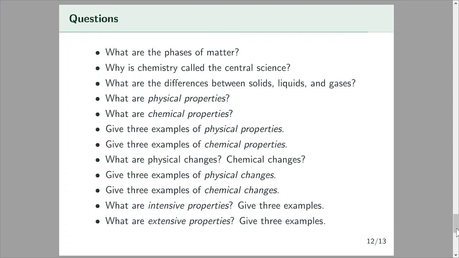So here are some questions we can answer, right? What are the three phases of matter? Why is chemistry called the central science? What are the differences between solids and liquids and gases? What are physical properties and chemical properties? Give three examples of each. What are physical changes and chemical changes? Give three examples of physical changes or three examples of chemical changes. What are intensive properties? What are extensive properties?